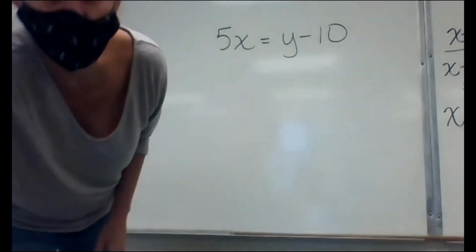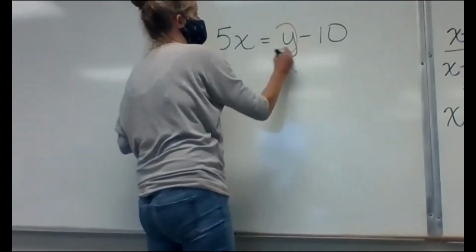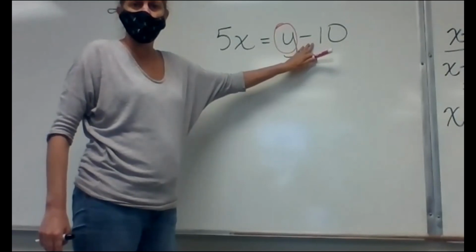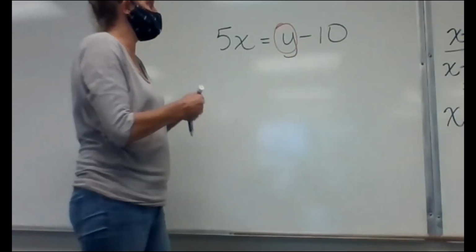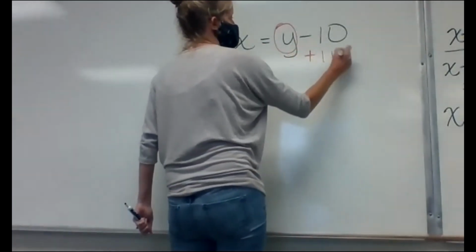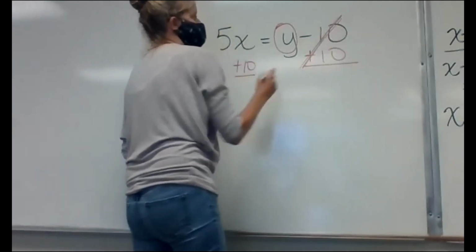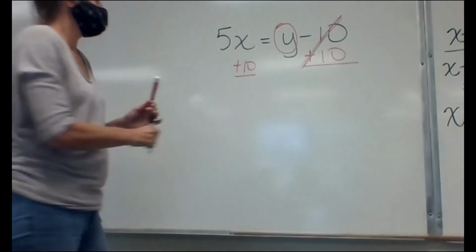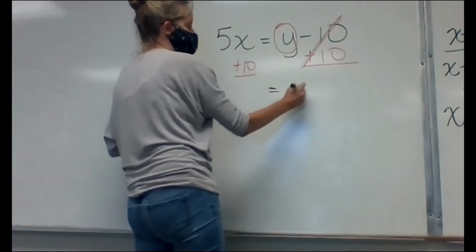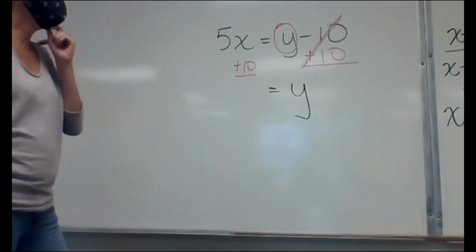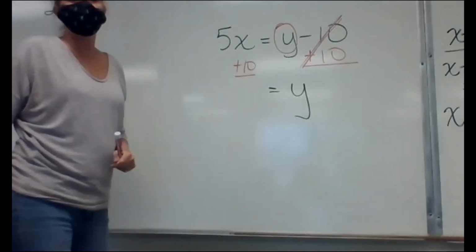If I want this y right here to be by itself, the only thing that needs to go away is this minus 10. How do you make minus 10 go away? Add it, to get rid of that minus 10. So now the only thing I have on the right side is my y. Over here I've got a 5x and a plus 10.